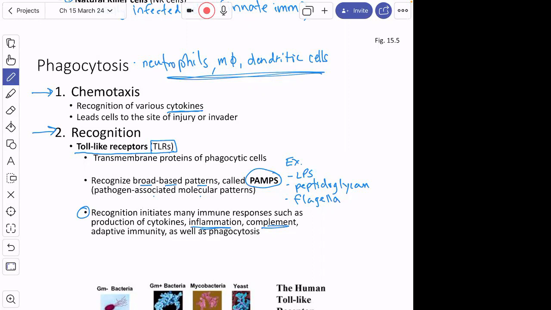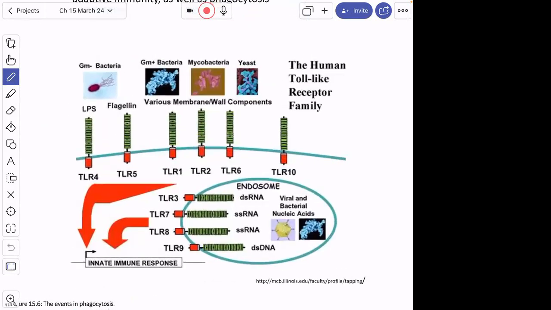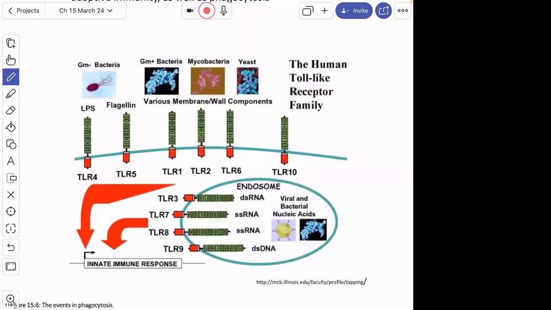Your book doesn't have a graphic that shows the toll-like receptors. I always like to have a picture to talk through a little bit, so I got this from another source. This is showing, say, a macrophage, for example, or a neutrophil. Here are some toll-like receptors on the surface. They're anchored in the membrane of the macrophage.